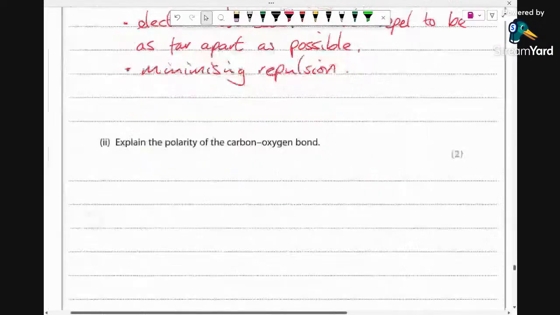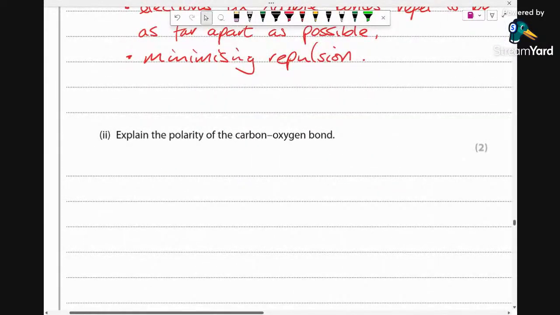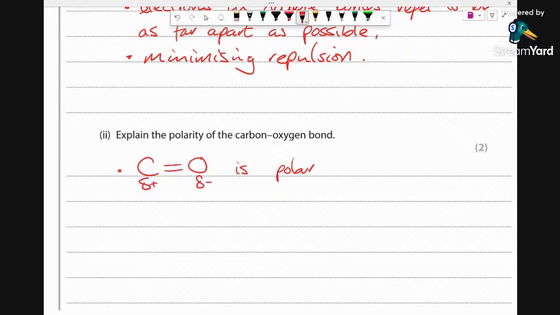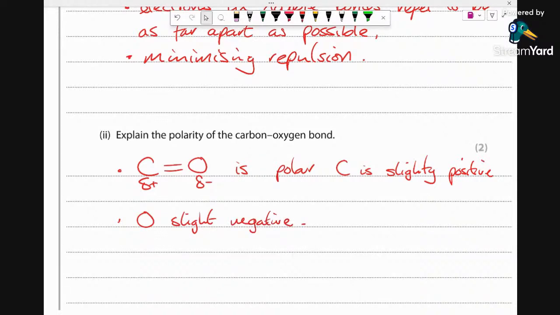Explain the polarity of the carbon-oxygen bond. Okay, so the first thing I'm going to tell them is that the carbon-oxygen bond is polar, and I'm going to draw the diagram as well. So I'm going to say that this is delta positive and this is delta negative. So it is polar. Carbon is slightly positive, oxygen slightly negative. Don't really need to, the diagram would have got me the mark slightly.